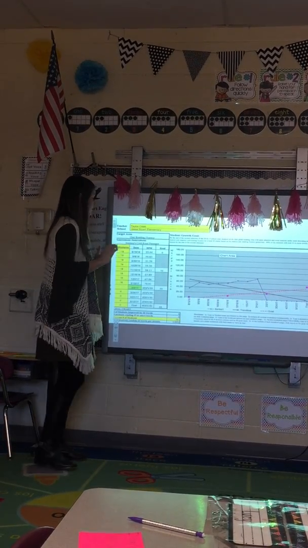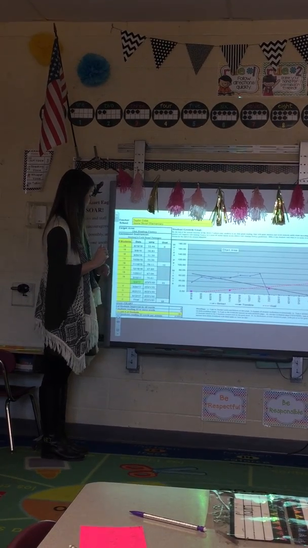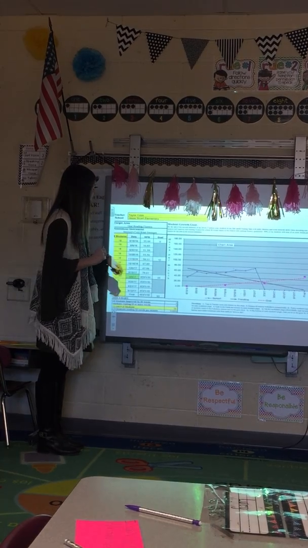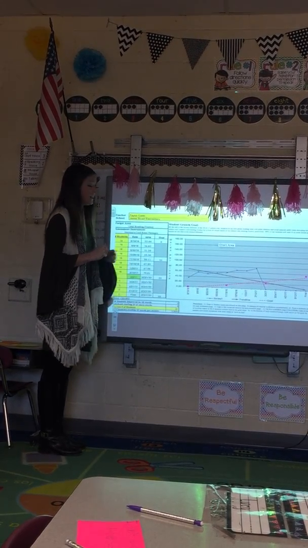And then you'll see my goals that I made were 10 words per minute and 23 words per minute. When they were supposed to be reading 10 words per minute, they were reading 58 words per minute. And when they were supposed to be reading 23, they're reading 76.